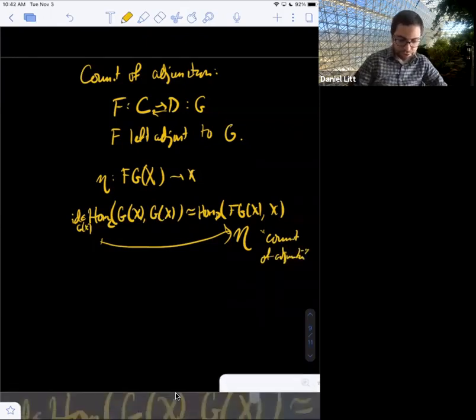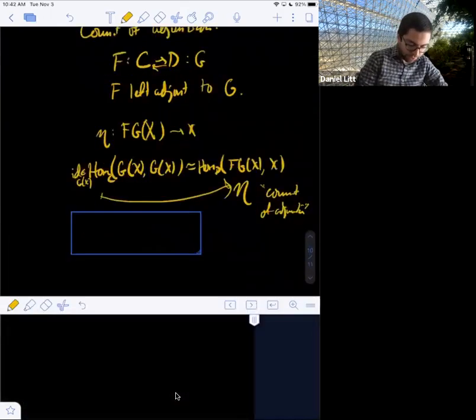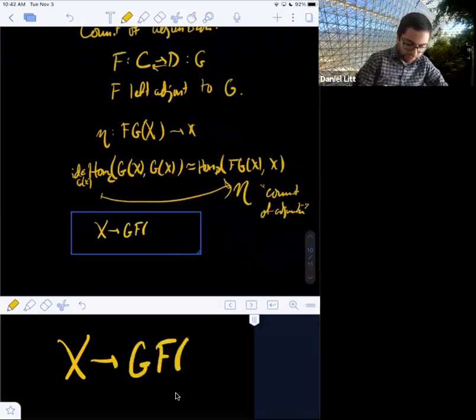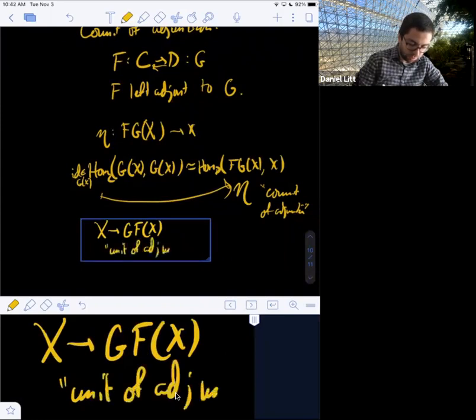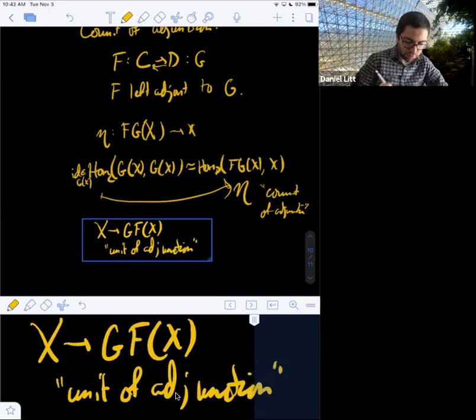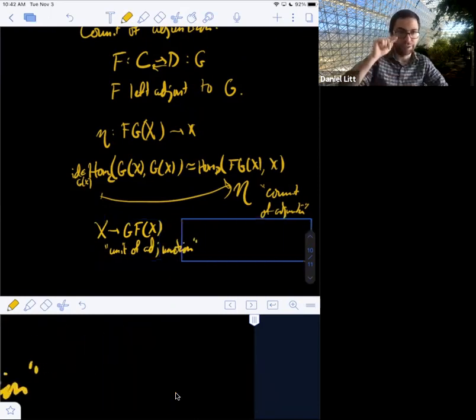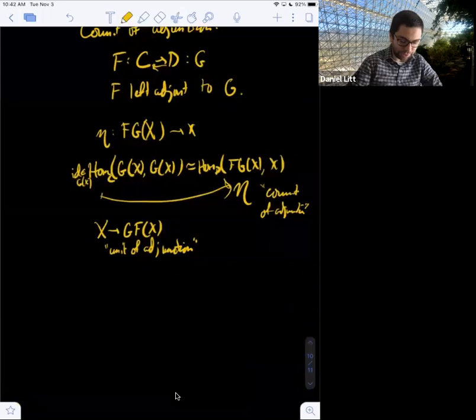And then there's also a map from X to GF of X, which is called the unit of the adjunction, which you construct the exact same way, but you move F from left to right rather than moving G from right to left.